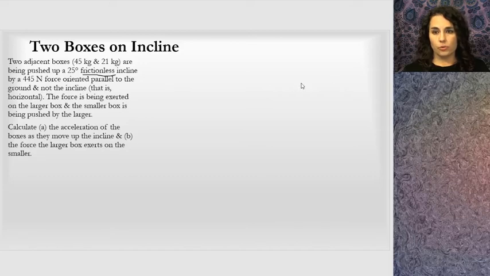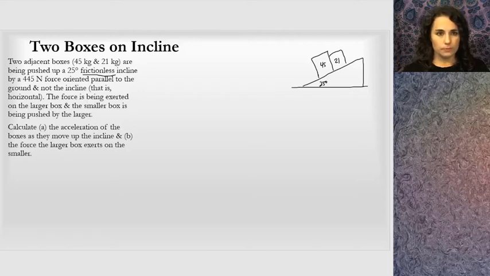Okay, so when I look at this, let's draw a quick sketch over here of what's going on. Here's the 25-degree incline. I can draw that in here. Here's 25 degrees. There's two blocks, two adjacent blocks, and I am not told the order, but since the 45 is first, I'm going to put it there. So there's the 45 and there's the 21. The force is being exerted on the larger box. There it is. The force is being applied on the larger box, and the smaller box is being pushed by the larger.